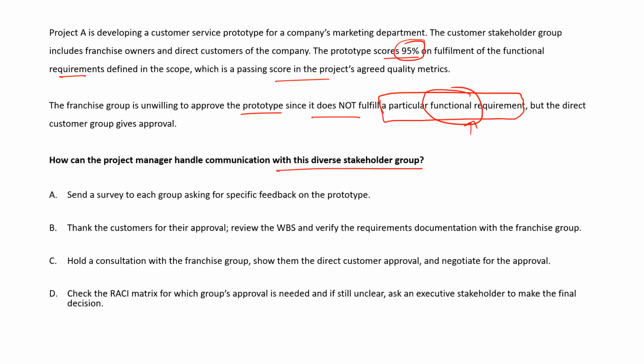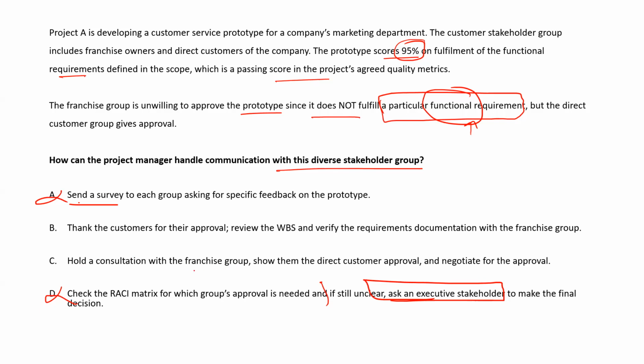What do you think is the correct answer? Here we have a confusing question. A is already done, right? We have collected the feedback. So it cannot be the answer. RACI matrix for which group approval is needed? Maybe it could be correct, but executive stakeholders do not make decisions for the project. They are not a part of the direct project. Gone.